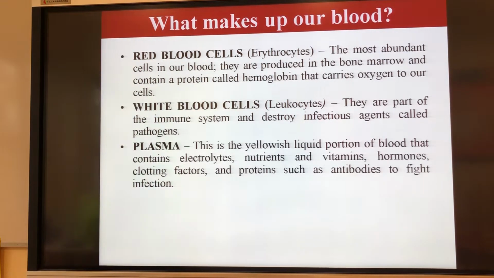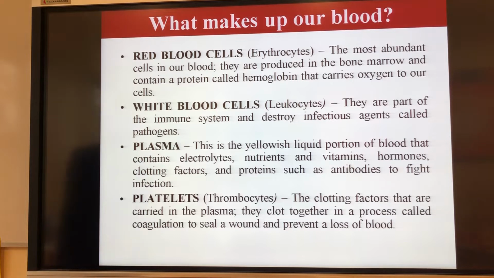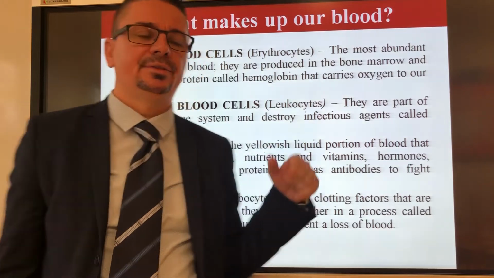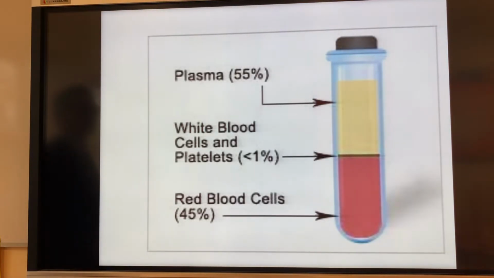Plasma. This is the yellowish liquid portion of blood that contains electrolytes, nutrients and vitamins, hormones, clotting factors and proteins such as antibodies to fight infection. And platelets or thrombocytes, the clotting factors that are carried in the plasma. They clot together in a process called coagulation to seal a wound and prevent a loss of blood. So, if you finished writing these, we can draw something special.